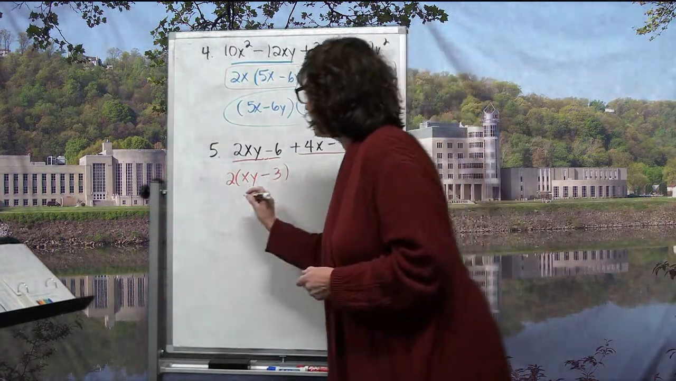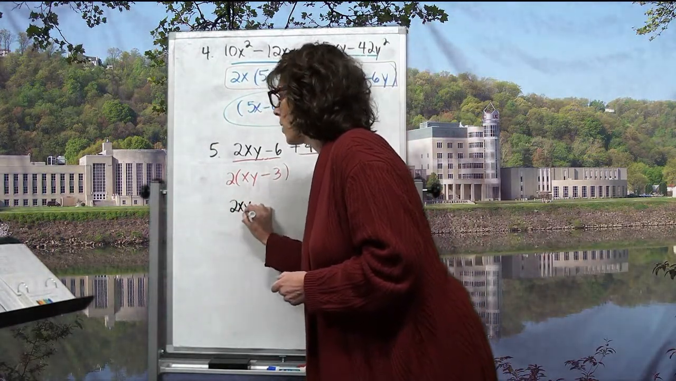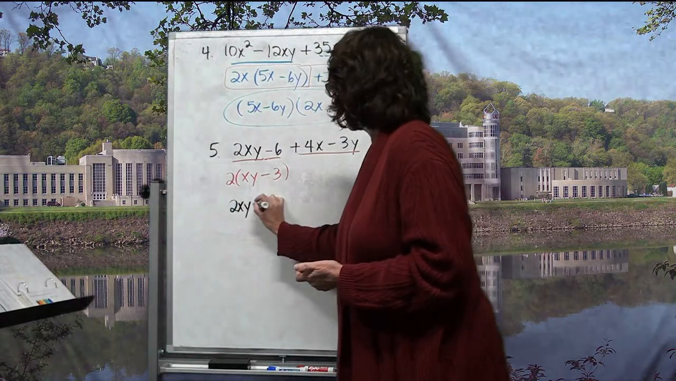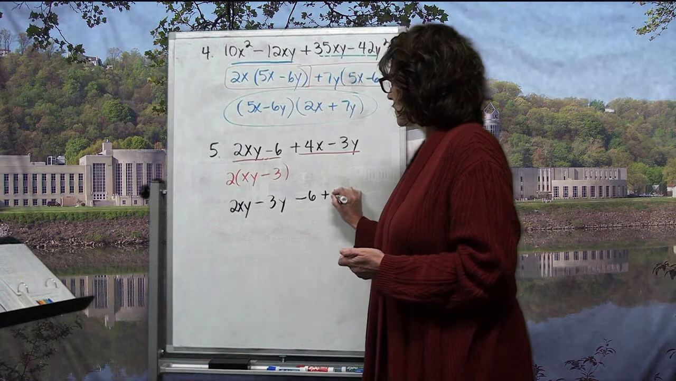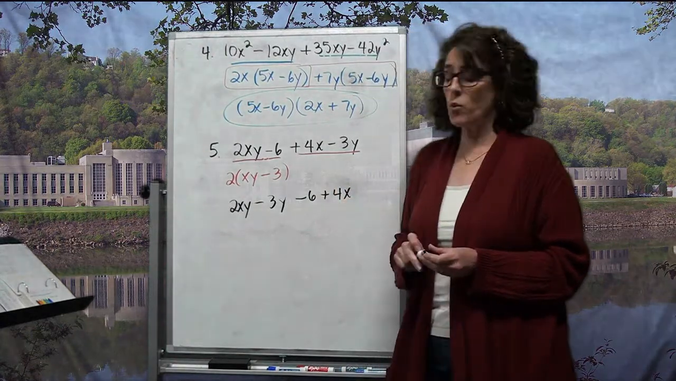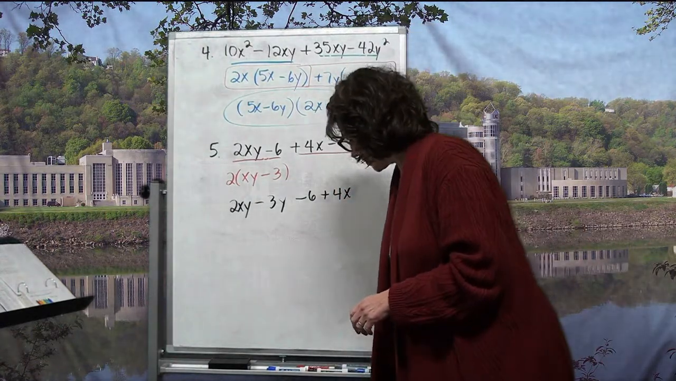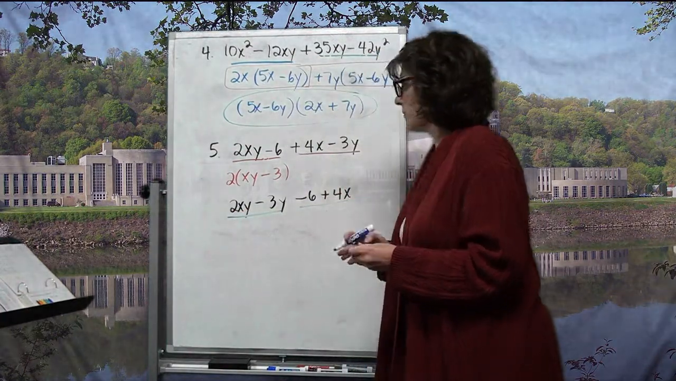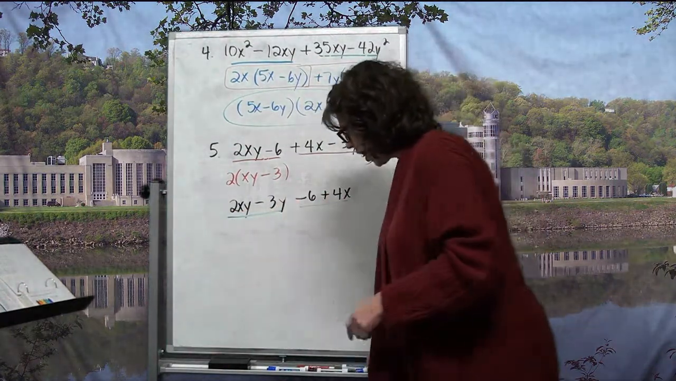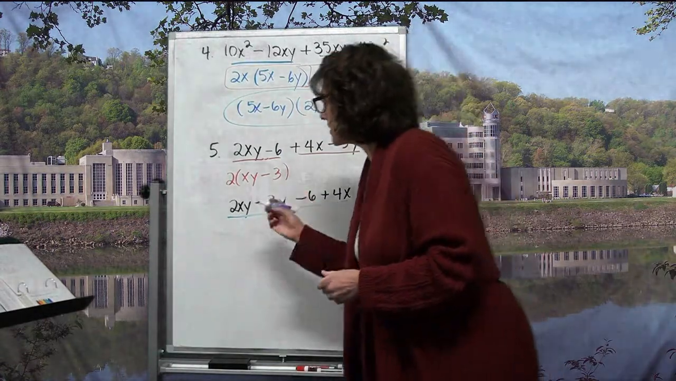So what if instead I put the 2xy with, say for instance, that negative 3y in the back. And let's put that negative 6 with this 4x. Maybe that will work. So instead what I'm going to do is pair up these two, and pair up these two. So here, what's common? Yes, that y is common.